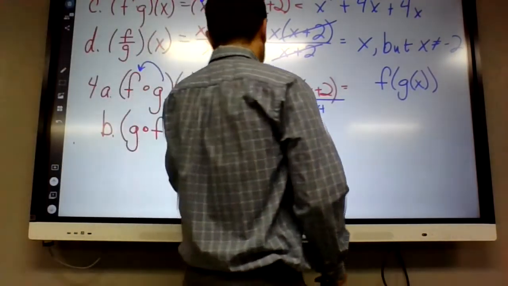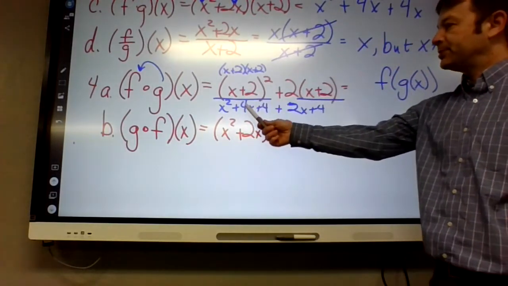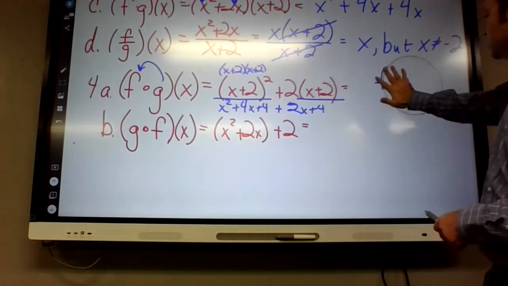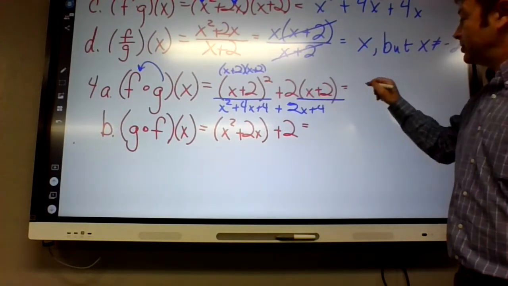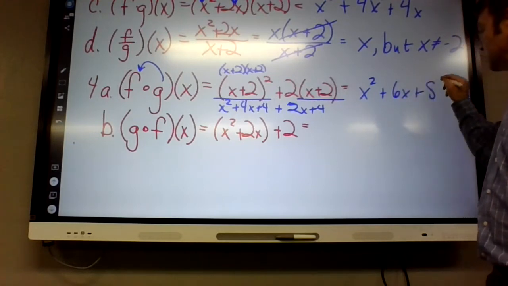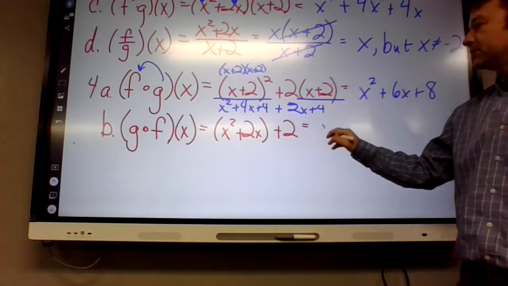And so the x plus 2 squared is actually a FOIL problem. x squared plus 2x plus 2x plus 4. So it's that. And if I add them all together, it simplifies to that. This other one doesn't really.